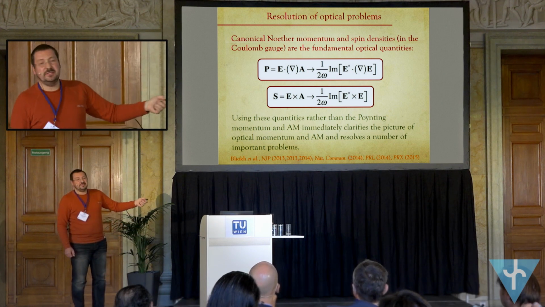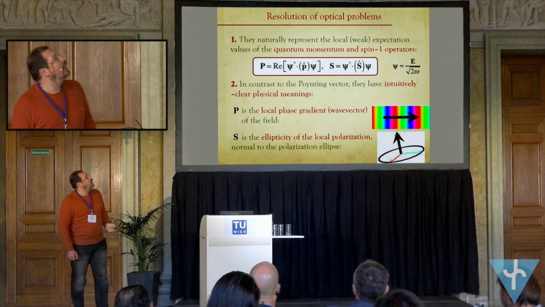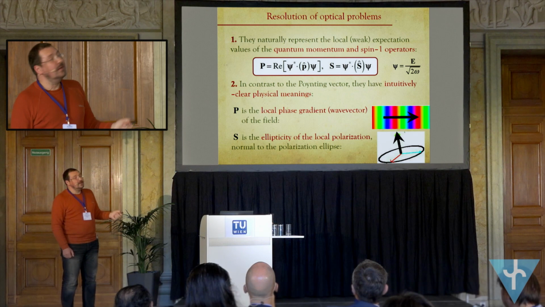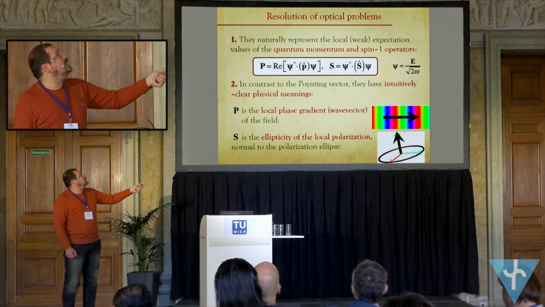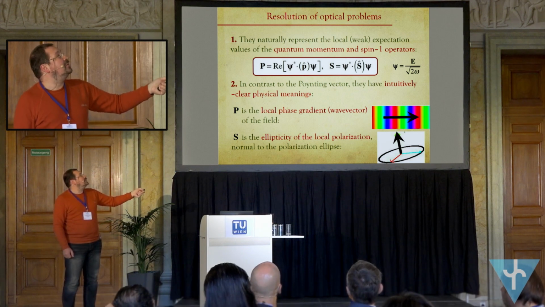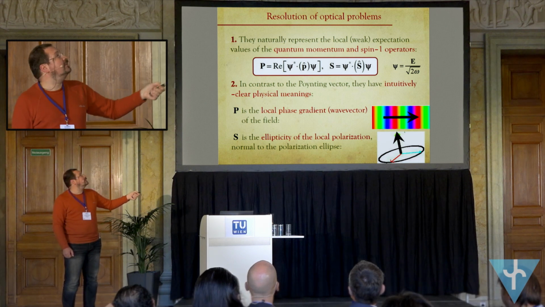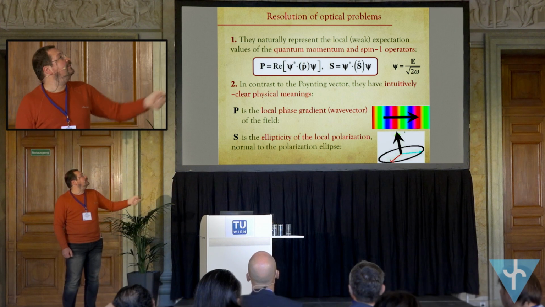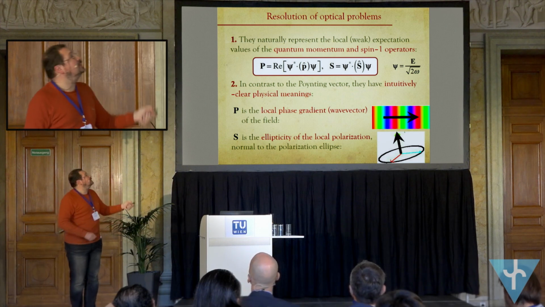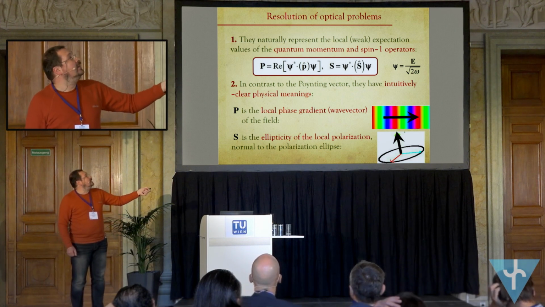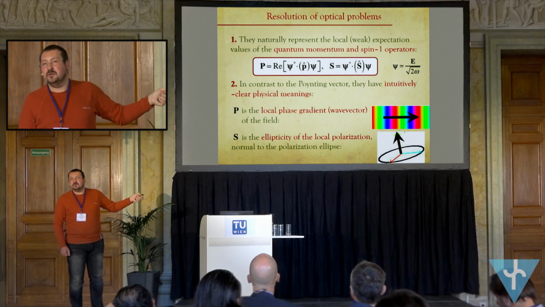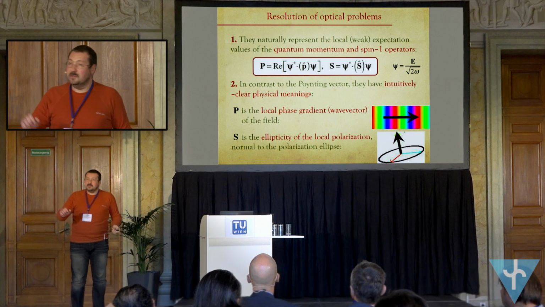What is good about these two new quantities? First, they have very clear physical meaning. Namely, they represent just the expectation value of the canonical momentum and spin-1 operators of quantum mechanics if we take the corresponding wave function proportional to the electric field. Or in terms of quantum weak measurement, these are weak values of these operators with the post-selection in the coordinate state, because we measure them locally.